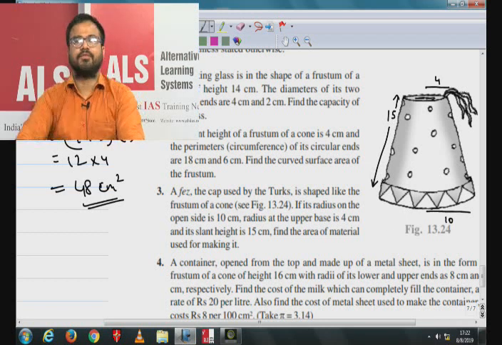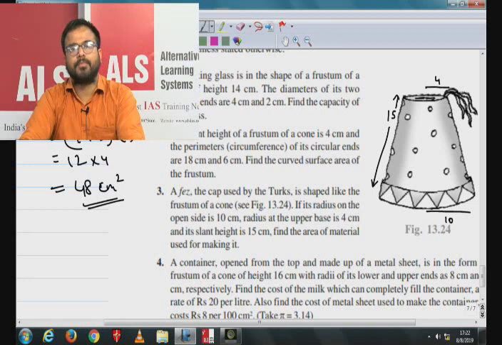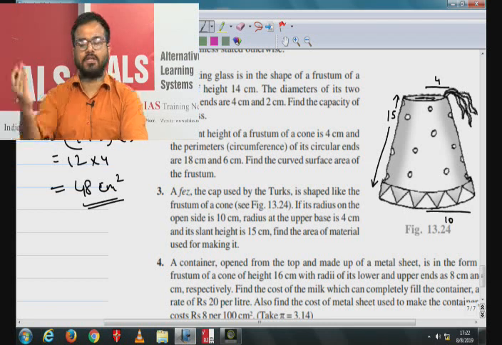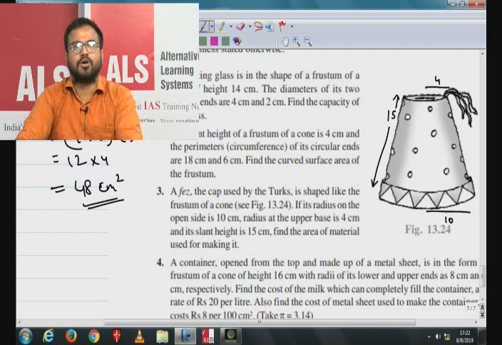These are the dimensions given for the cap: base area, top area, slant height. Using these, you have to figure out the area of the material. So just figure out the curved surface area of the cap plus the area of the top circle.